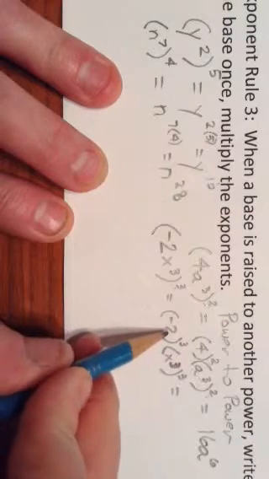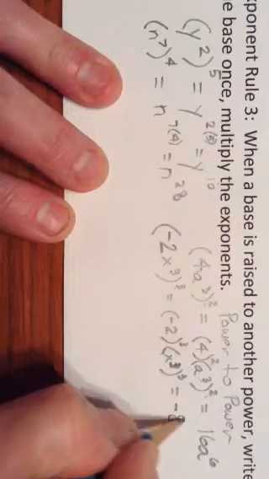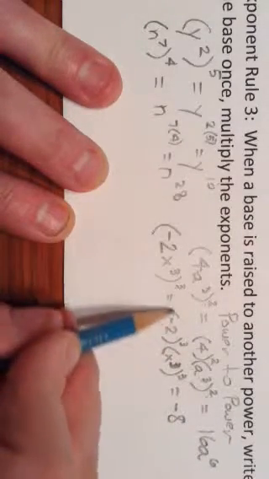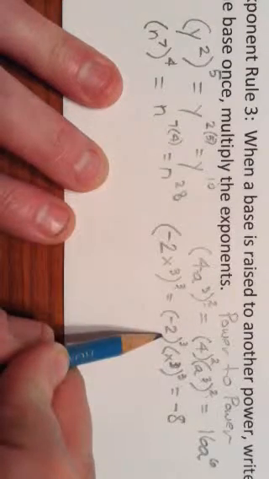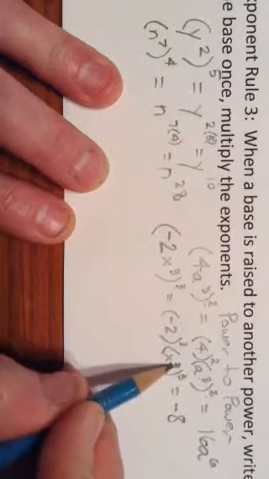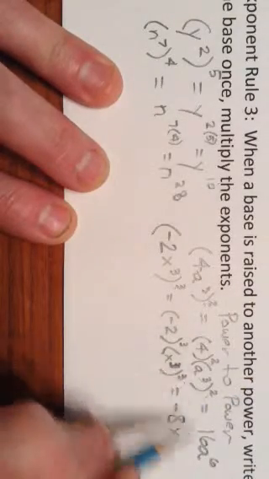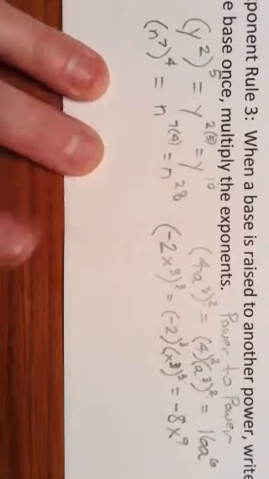So negative 2 times negative 2 is positive 4 times another negative 2 is negative 8. Use your calculator if you need to. Put this in parentheses. Anytime you have a negative base and you're using your calculator, put it in parentheses. And over here we have a power to power, and our rule says that we'll write the base, multiply the exponents. 3 times 3 is 9, and we have our final answer.